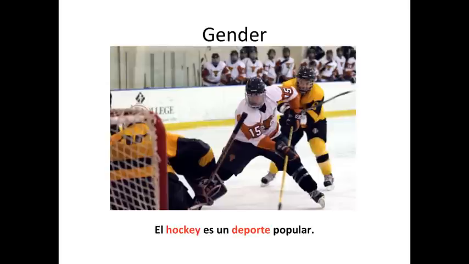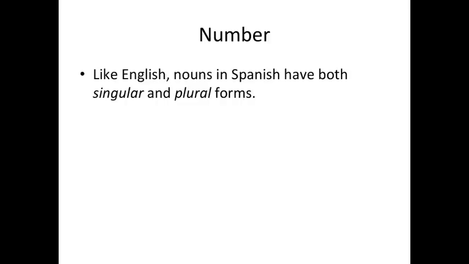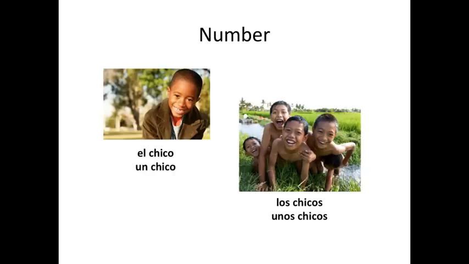We'll take a look. It's un deporte. Do we use the word un in front of masculine nouns or feminine nouns? We use the word un in front of masculine nouns. So un deporte is a sport. It's masculine. So there are plenty of clues usually in the sentence to tell whether a noun is masculine or feminine. Okay? That's gender. When I'm talking about number, I'm talking about whether something is singular or plural. Like English, nouns in Spanish have both singular and plural forms.